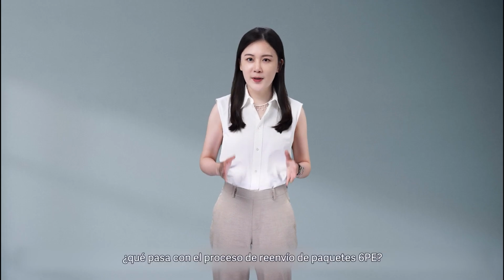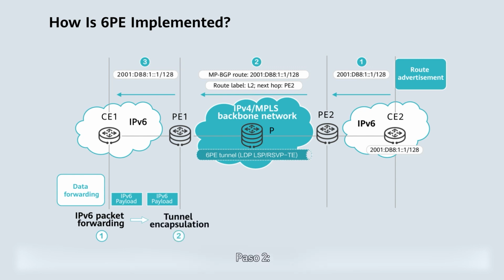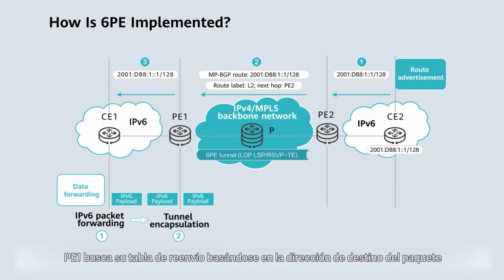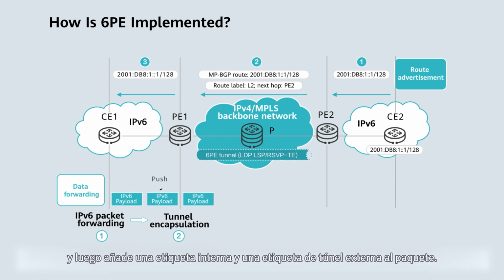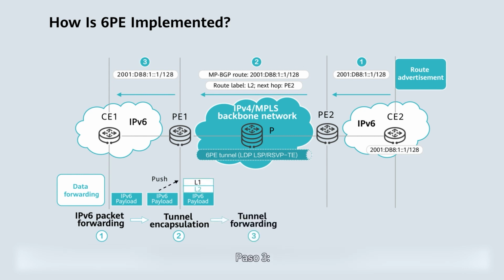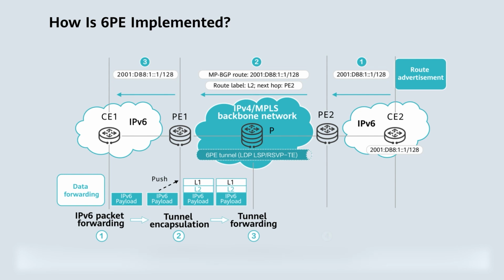So what about the 6PE packet forwarding process? Step 1. CE1 sends an IPv6 packet to PE1. Step 2. Upon receipt, PE1 searches its forwarding table based on the destination address of the packet, and then adds an inner label and an outer tunnel label to the packet. Step 3. PE1 sends the labeled IPv6 packet to the P through the public network tunnel.